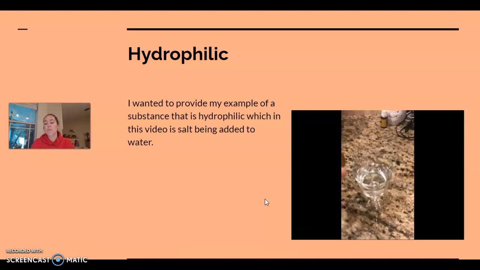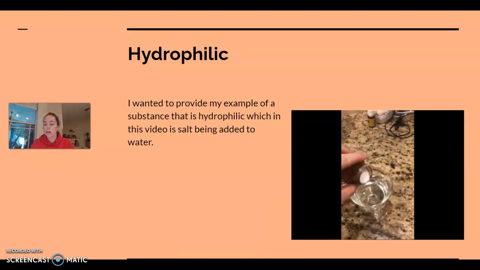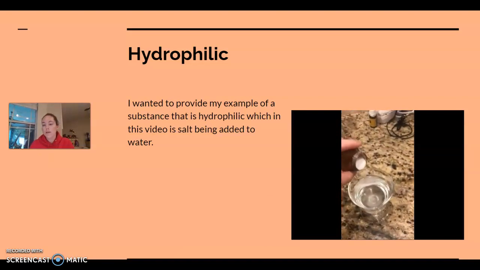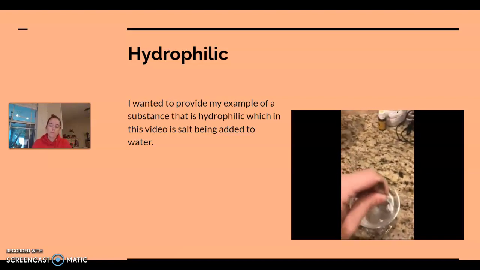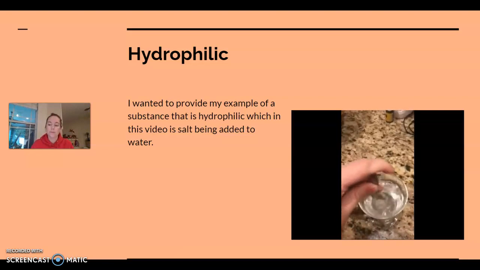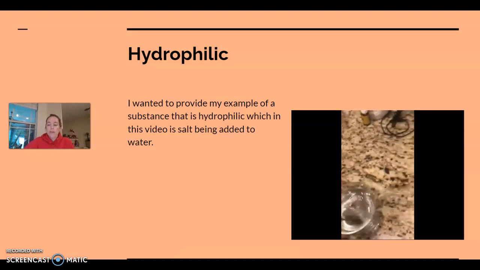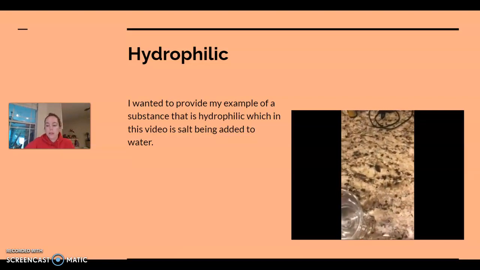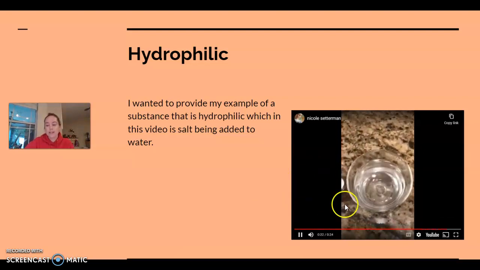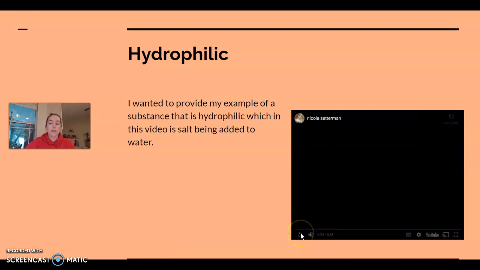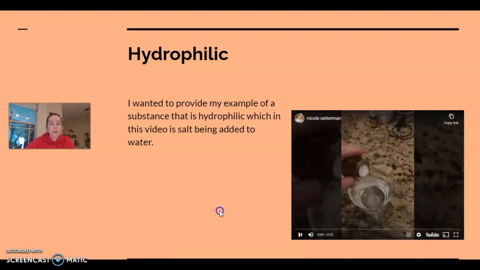As you can see, I have my cup of water and I'm adding salt. And then I'm going to take a spoon and mix it around to show it dissolving into the water. And then, as you can see, you can't see the salt anymore because it's dissolved, and that means it's a hydrophilic substance.